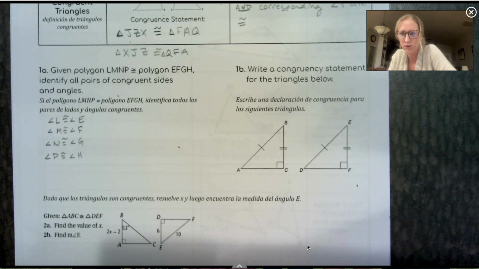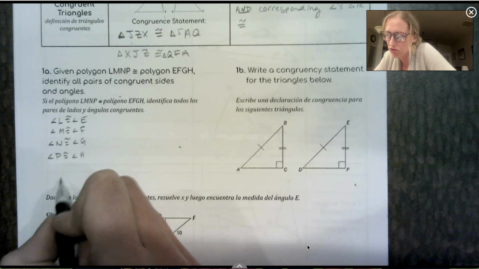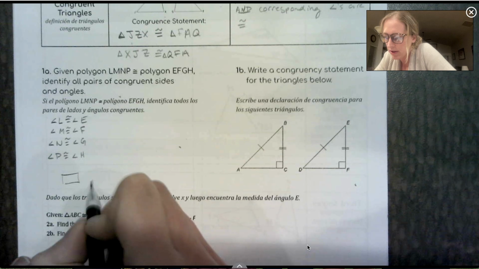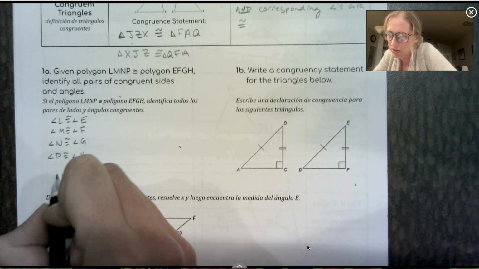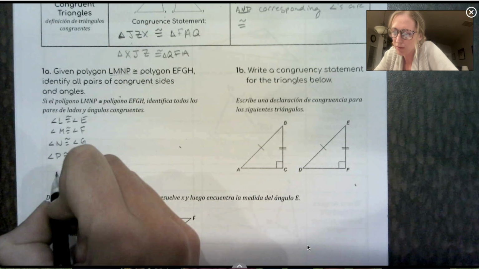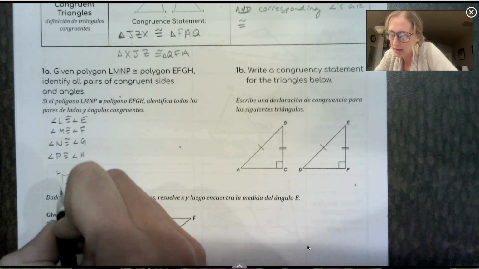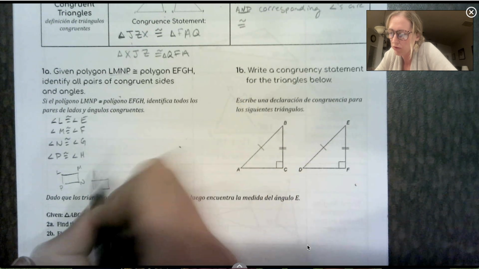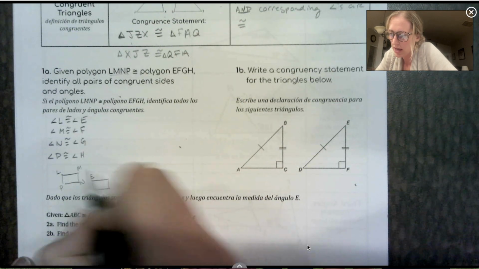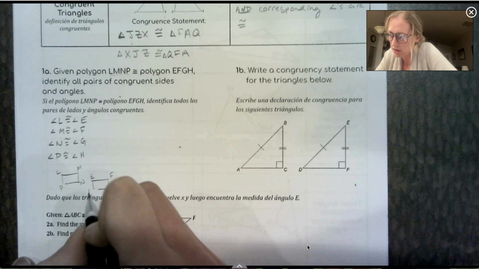This one can be a little harder without a picture. Since there's 4 angles, there also has to be 4 sides. So I'm just going to draw like a rectangle. Okay, so I want to go around the shape in the order that they give me, it doesn't matter where I start. But if I put L there, M, N, P, I got to start this one the same way. So E matches with L, F with M, G with N, H with P.